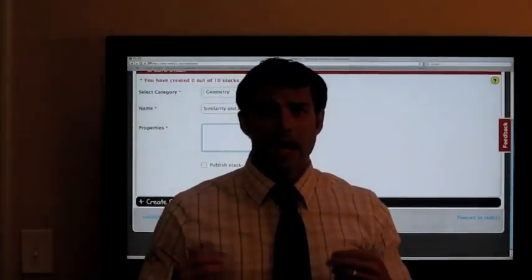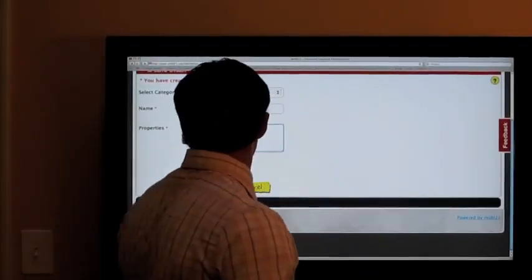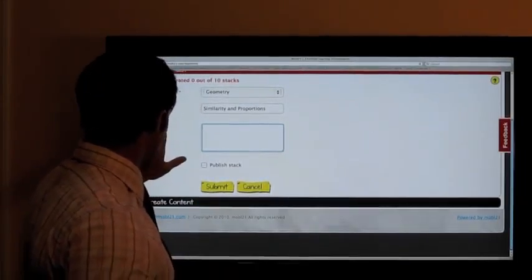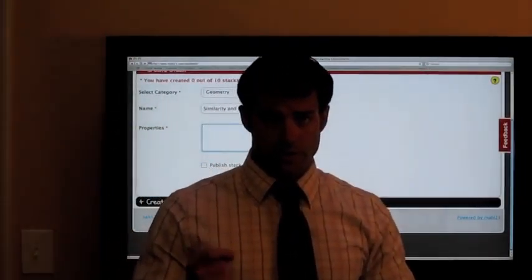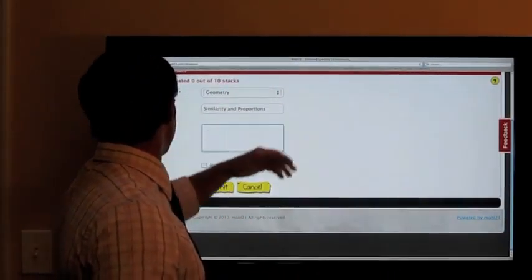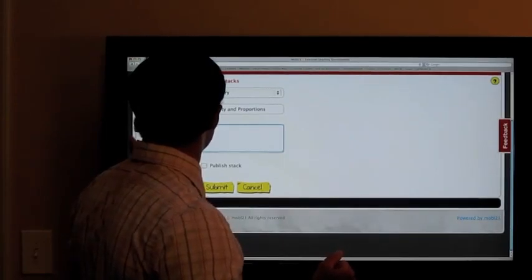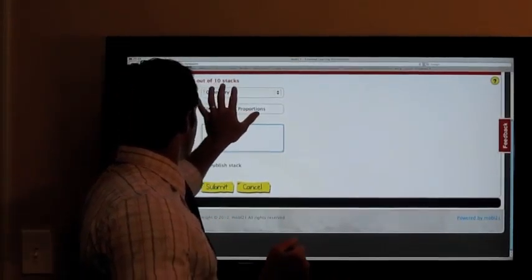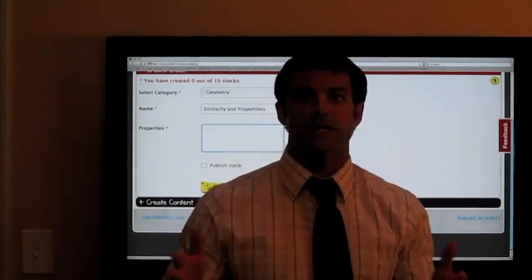Properties. Now, I have no idea what this means. So the properties, there is a red asterisk. So that is going to be a required field. You have created 0 to 10 stacks. Okay, so I have 10 stacks, so I could make 10 units.